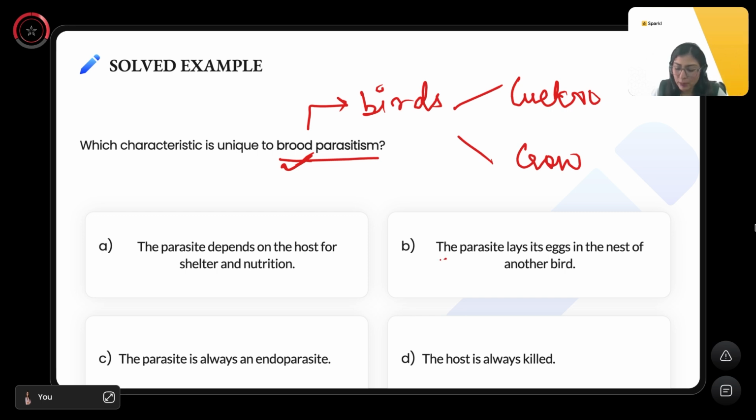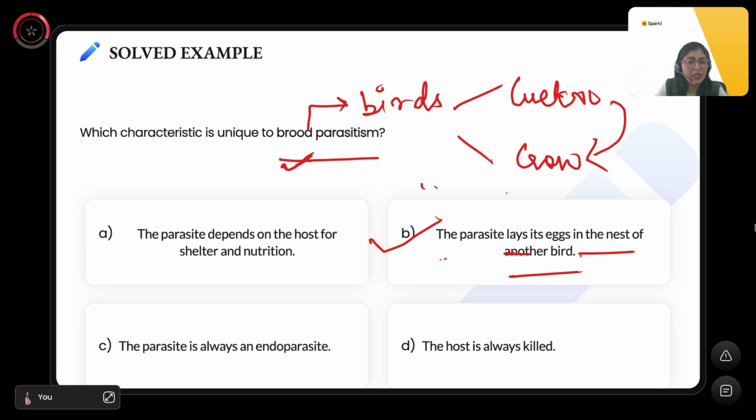Second option says the parasite lays its egg in the nest of another bird. कुकू कोयल जो होती है वो क्रो के नेस्ट में अपने एग्स लेकर देती है, एंड क्रो इनके बेबीज को नर्चर करेगा. ओके, सो यहाँ पे बी ऑप्शन जो है वो मेरा मोस्ट अप्रोप्रिएट करेक्ट स्टेटमेंट होगा. ठीक है, लेट अस लुक एट द अदर ऑप्शंस आल्सो.